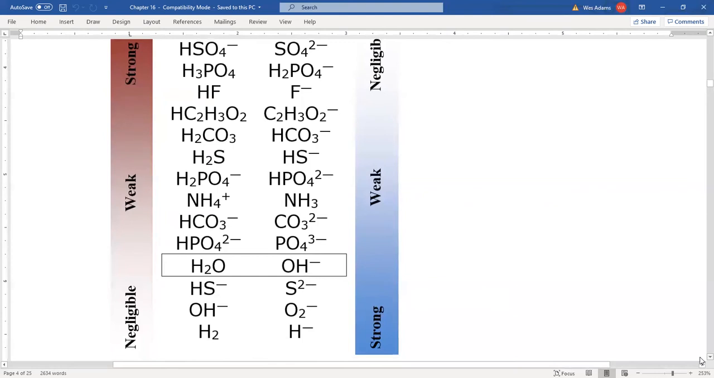And you can see things like sulfide, peroxide, hydride will all react with water to produce hydrogen sulfide ion, hydroxide, and hydrogen respectively, where none of those are acids. And so you can see that it works out.